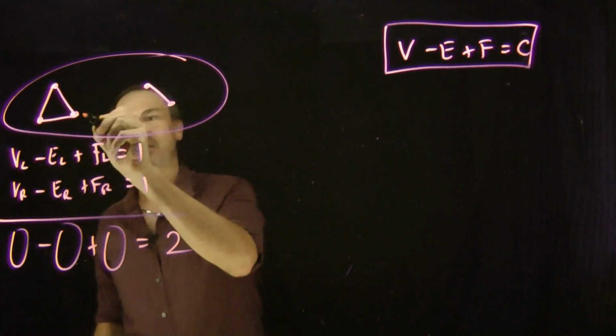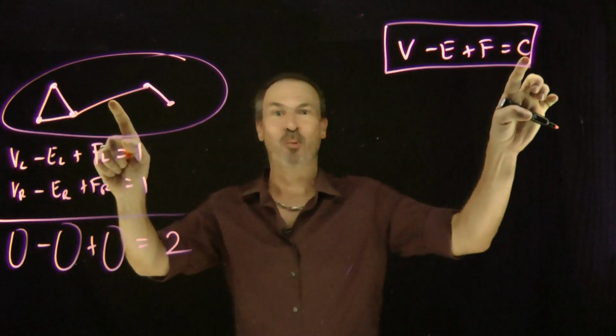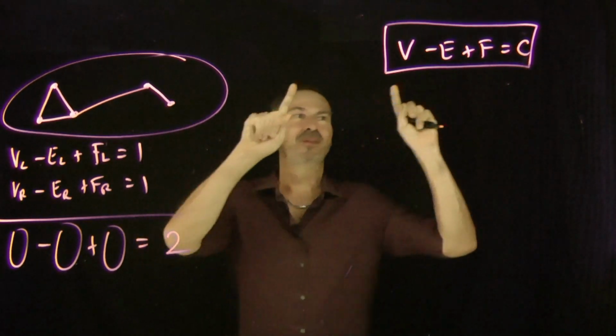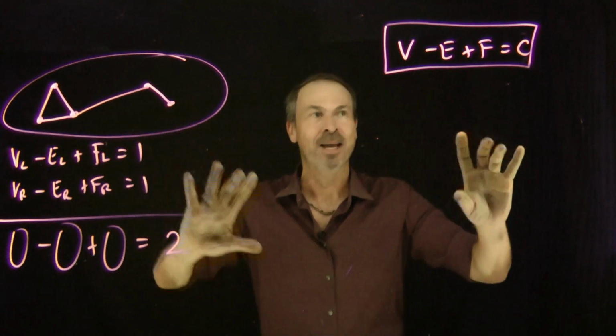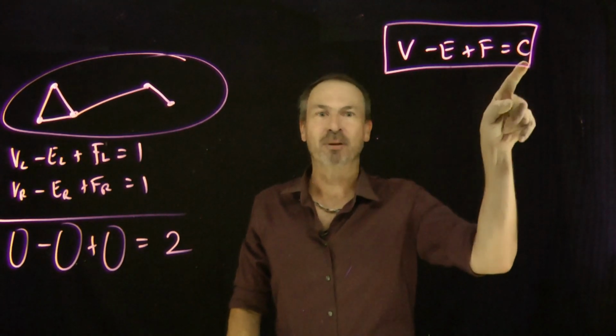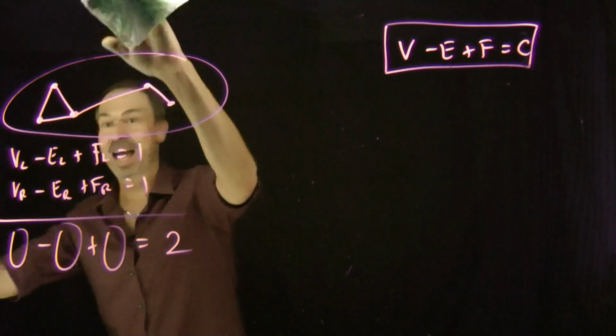Now, we normally just draw pictures with 1 component, in which case C is 1. Great. But let me prove this general formula right now. For any set of vertices, faces, and edges on a plane, V minus E plus F is sure to equal C, where C is the number of components you have.